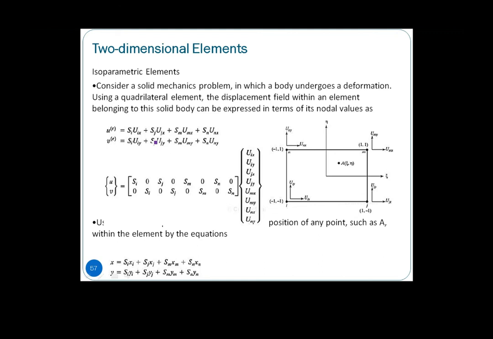If you have a solid mechanics problem where the body is undergoing deformation, and you are using quadrilateral elements, four nodes, linear, then the displacement field within an element, U and V, the displacement in the x-axis and the displacement in the y-axis, will be represented by what you have seen here. In matrix form, it becomes SI UIX, SJ UJX, SM UMX, SN UNX. The V part is about the y-axis: SI UIY, SJ UJY, SM UMY, and SN UNY.